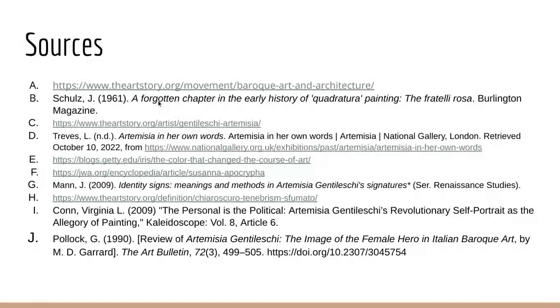Some of the most well-known facts about Artemisia pertain to her father, who was hired to decorate the Palazzo Pallavicini Rospigliosi in Rome, alongside Agostino Tassi, who was a painter who unfortunately had a devastating effect on Artemisia's life. Tassi was regarded as her mentor in painting.